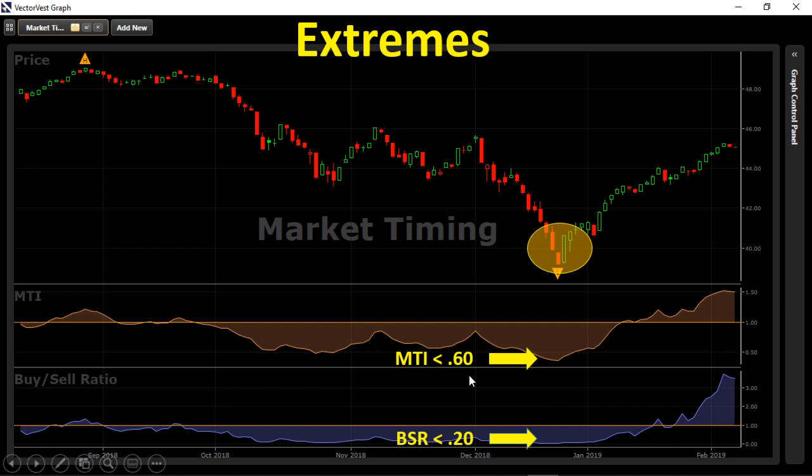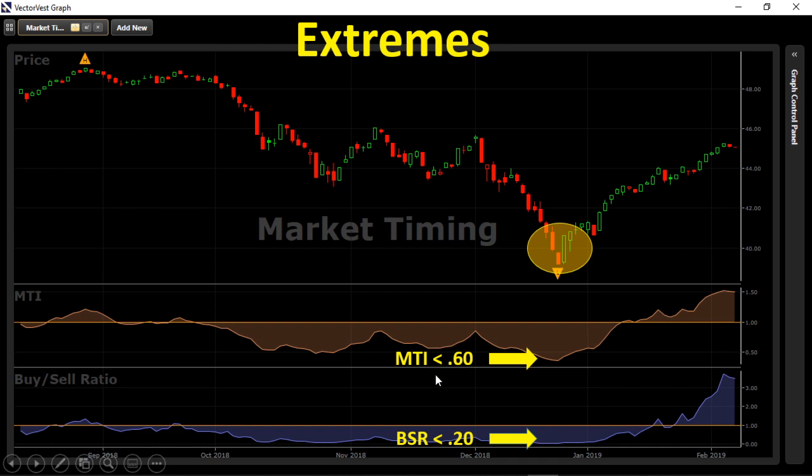MTI identifies the underlying trend. Above 1, the underlying trend is up. Below 1, the underlying trend is down. It's on a 0 to 2 scale. And when we see it below 0.60, that's really low. That's telling us that the market is extremely oversold. And we're looking for an explosive rally to occur.